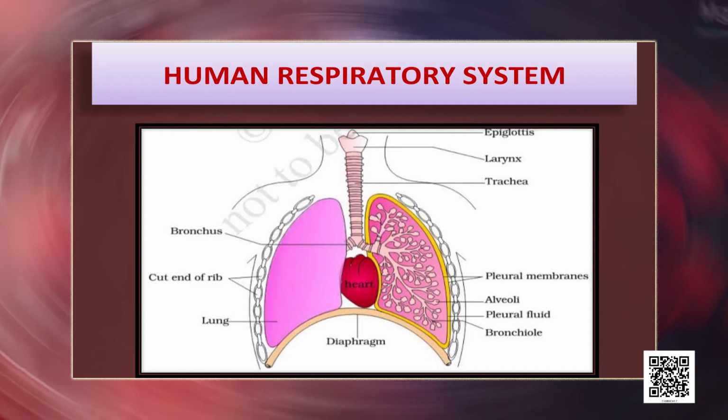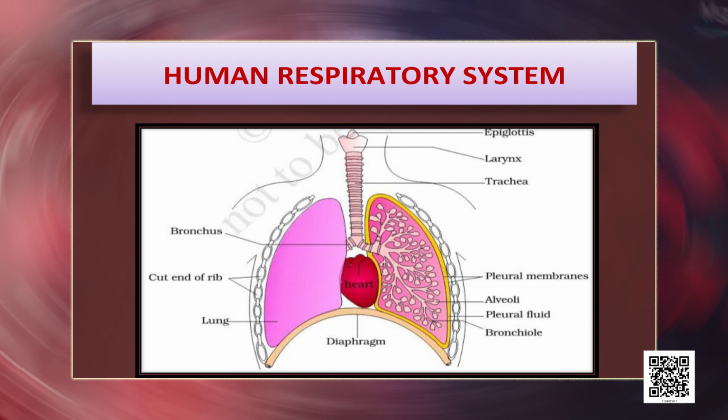Humans have a pair of lungs which lie in the thoracic cavity, one on either side of the heart. The lungs are soft, spongy and elastic organs which are pinkish in color. As the heart is present on the left side, the left lung is slightly smaller in size. It has only 2 lobes. The right lung is comparatively bigger and it has 3 lobes.